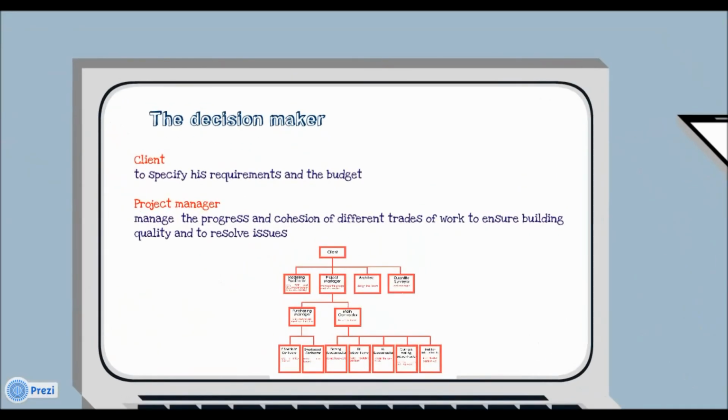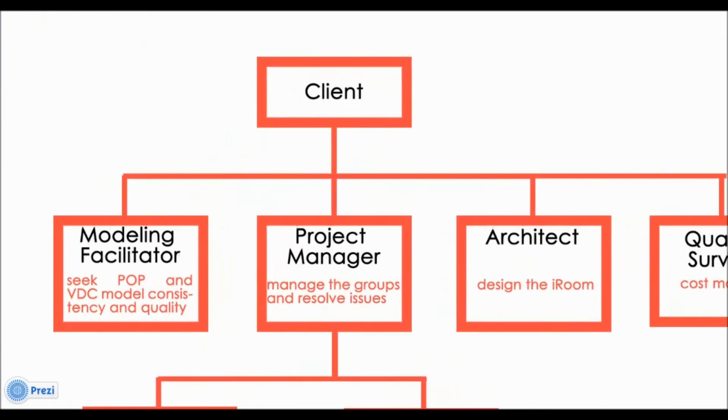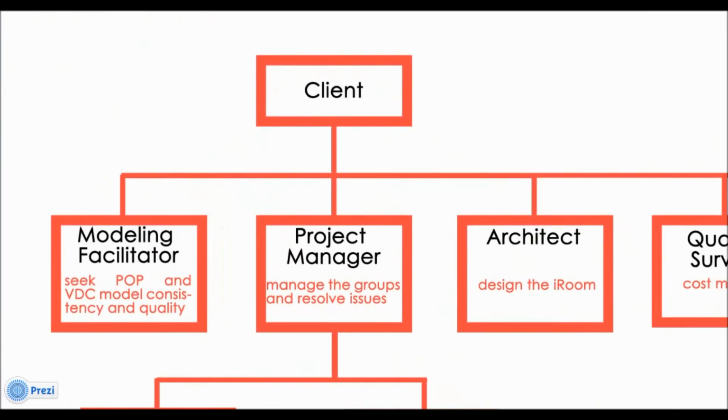The decision makers of the project include the client and the project manager. The client is responsible to specify his requirements and the budget. The project manager is responsible to manage the progress and cohesion of different trades of work to ensure building quality and to resolve issues. From the organization chart, the two parties are on the top of the contractual arrangement.